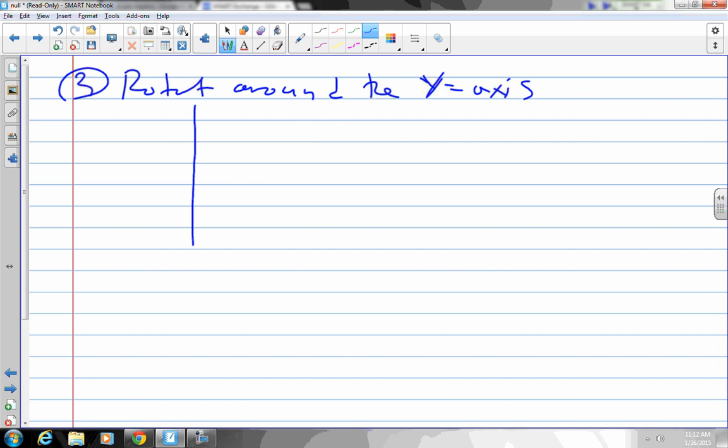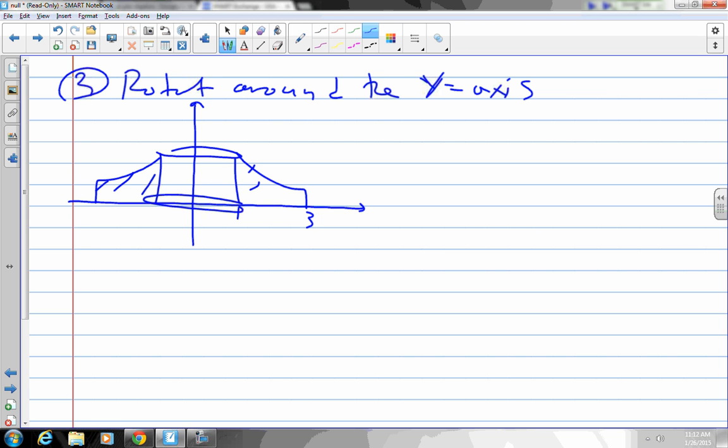So I'll draw a picture. So again, here's that region, 1, 3, and we're going to rotate it around the y-axis. Okay? So we're rotating this around the y-axis. So slicing along the y-axis, as I mentioned before, will be a little problematic. You have several different shapes involved.